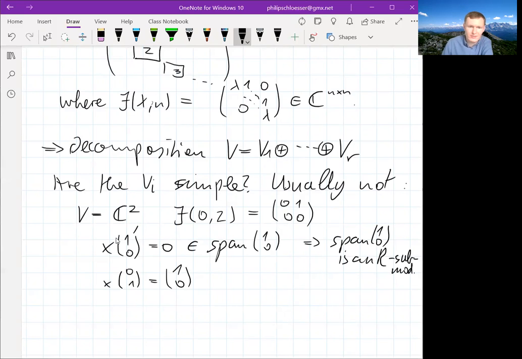Because if you act, yeah, it's a submodule. And on the other hand, if you take any complement to it, then you're going to have some component of (0, 1) in there, which will get mapped to (1, 0). So any complement to that is not an R submodule, and therefore it doesn't decompose, but it, as we just showed, has a non-trivial submodule.